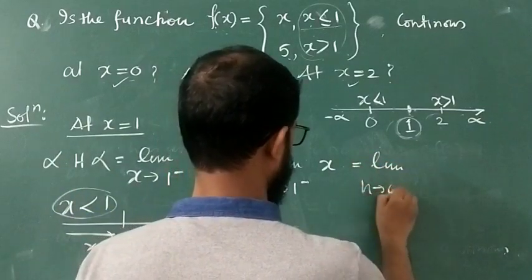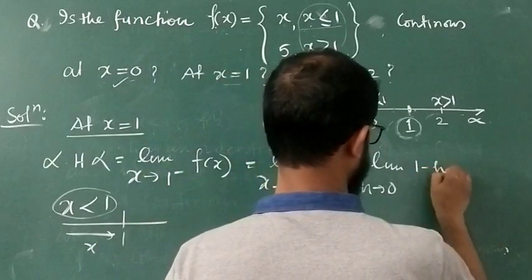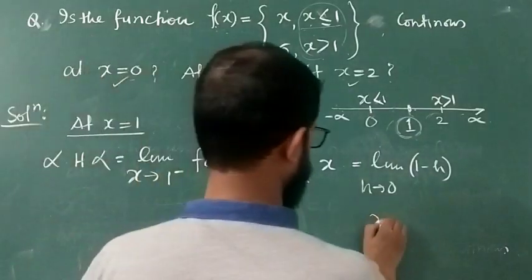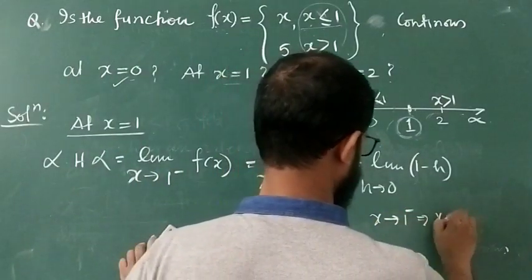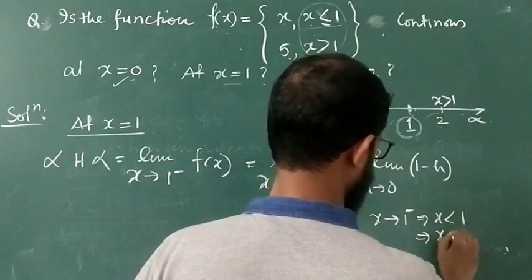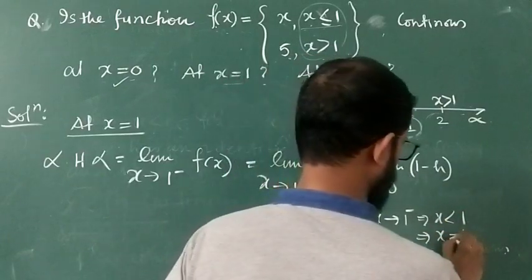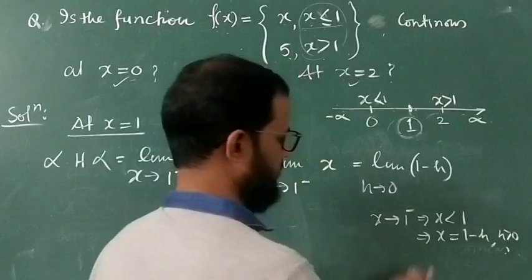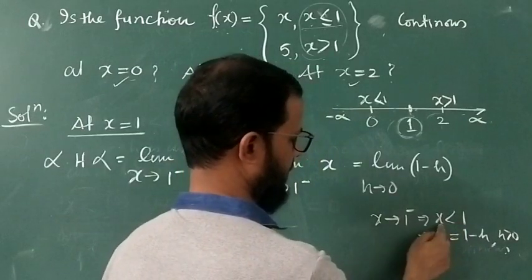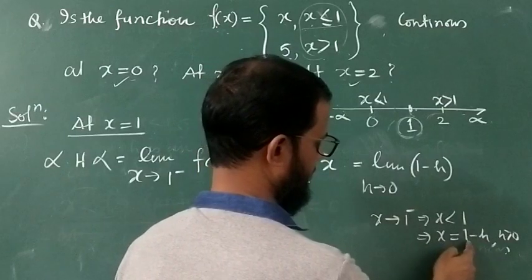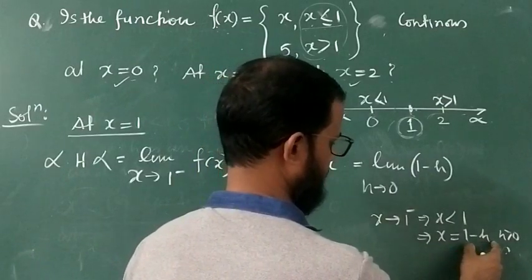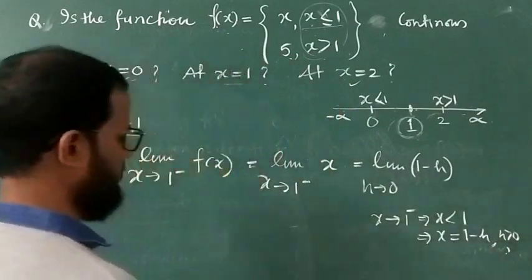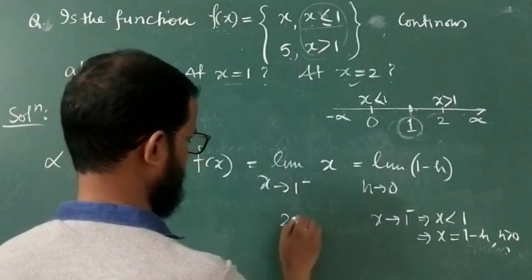which is equal to limit h tends to 0 of (1 minus h). Why is this? Because when x tends to 1 minus, x is less than 1, and x is less than 1 means something positive is subtracted from 1. ठीक है, सो x 1 से छोटा है, तो क्या करना पड़ेगा? 1 से कोई एक पॉजिटिव नंबर माइनस करो, तब जाके आपको x मिल जाएगा. जैसे आप लोगों को सपोज 2 इज़ लेस देन 2.1.